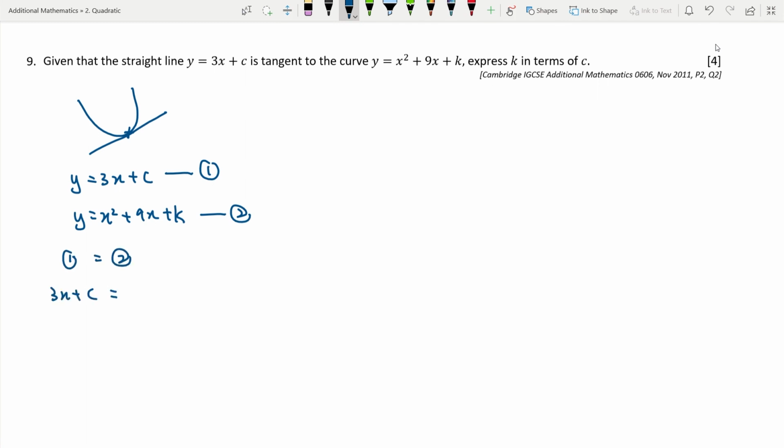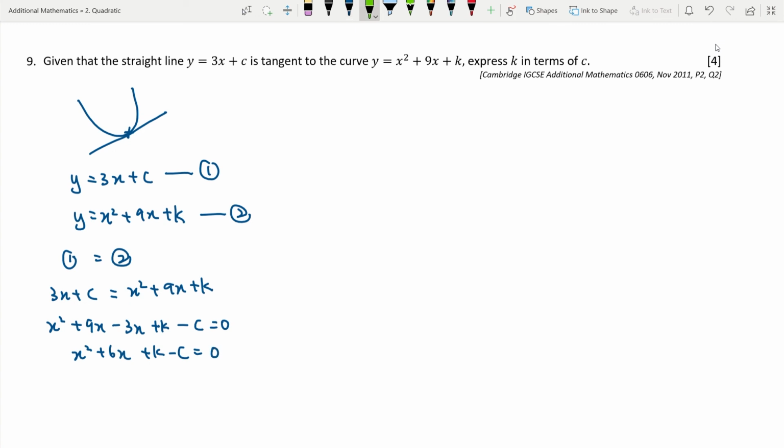3x plus c is equal to x squared plus 9x plus k. We rearrange the equation. To get a positive x squared, I'm going to move all the terms from the left side to the right side. Therefore, we get x squared plus 9x minus 3x plus k minus c is equal to 0. Simplify the equation. x squared plus 6x plus k minus c is equal to 0.